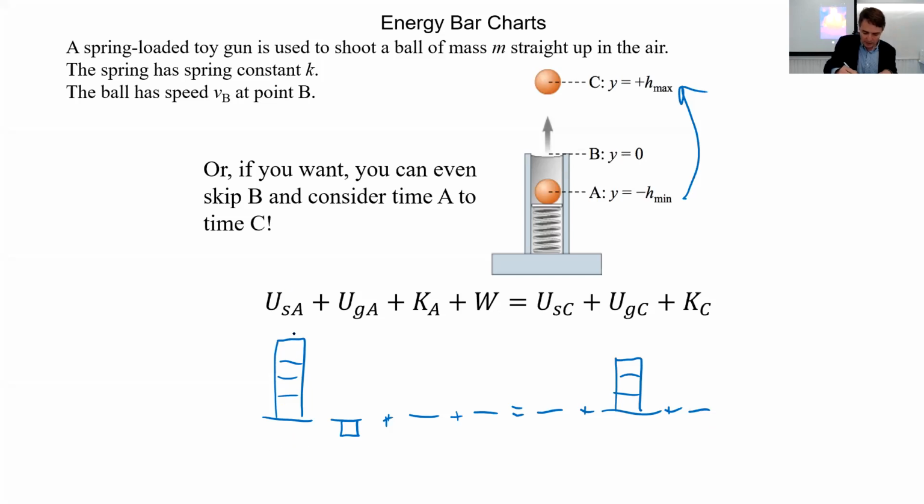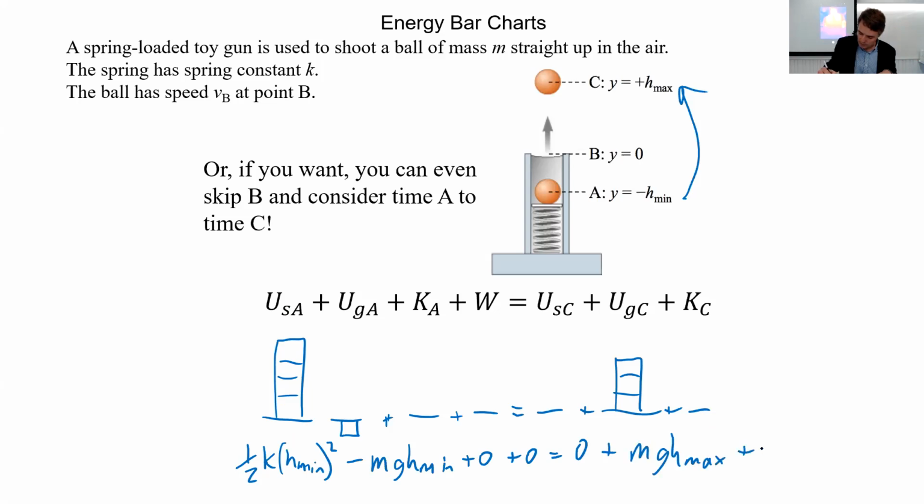But the idea is that once you stick in your equations, you represent it mathematically. This is the 1/2 k times, it's actually going to be h min, I guess, squared, minus m g h min plus 0 equals 0 plus m g h max plus 0.